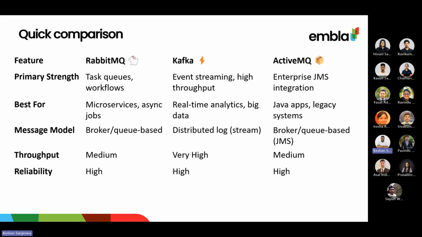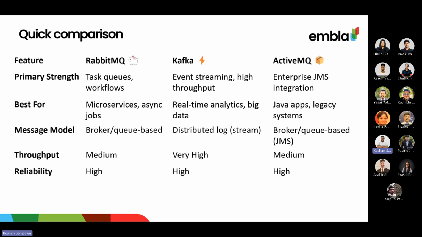RabbitMQ uses broker and queue-based point-to-point messaging. And Kafka uses a distributed log stream. ActiveMQ uses broker queue-based messaging. And for throughput, RabbitMQ is medium, Kafka is very high, and ActiveMQ is medium. And RabbitMQ reliability is high, Kafka is also high, and ActiveMQ is also high.